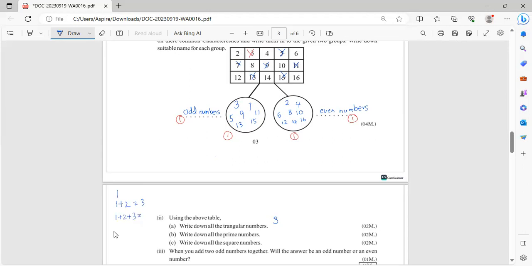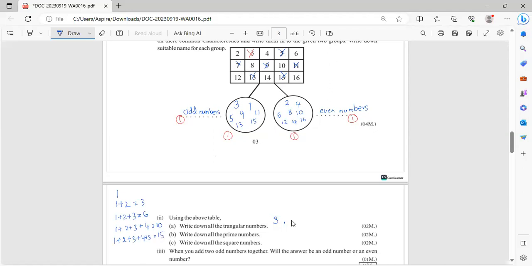Then to 6 add 4. 1, 2, 3, 4. It is 10. Then after 10 comes the 5th one, so add 5. 1, 2, 3, 4, 5. It is 15. Okay.